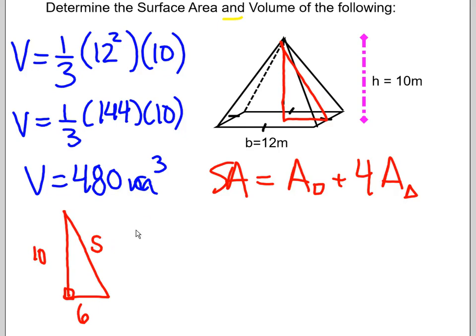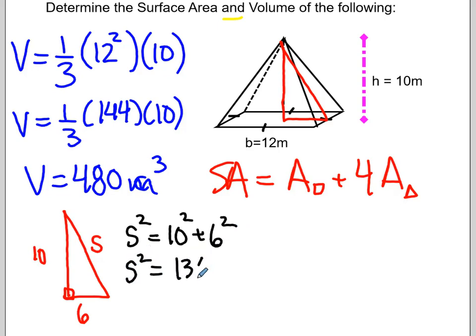Let's set up our quick Pythagorean theorem. S squared, or hypotenuse squared, equals leg squared plus leg squared. So s squared equals 136. 10 squared is 100, 6 squared is 36. Now we take the square root of 136, and we get 11.7 is this dimension right here.